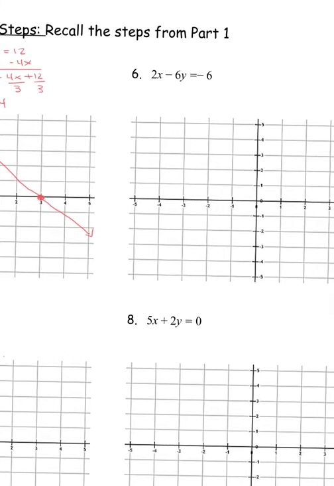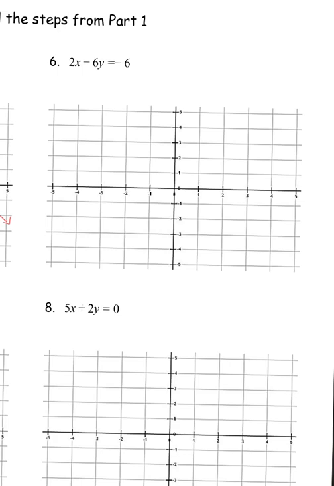All right, so let's take a look at number 6. Number 6, we're in the same situation. So we have to solve the equation for y, because we need the equation in slope-intercept form. So we have 2x minus 6y is equal to negative 6. We're going to subtract 2x from both sides. Negative 6y is equal to negative 2x minus 6. Divide both sides by negative 6, and we get the equation y is equal to 1/3 x plus 1.